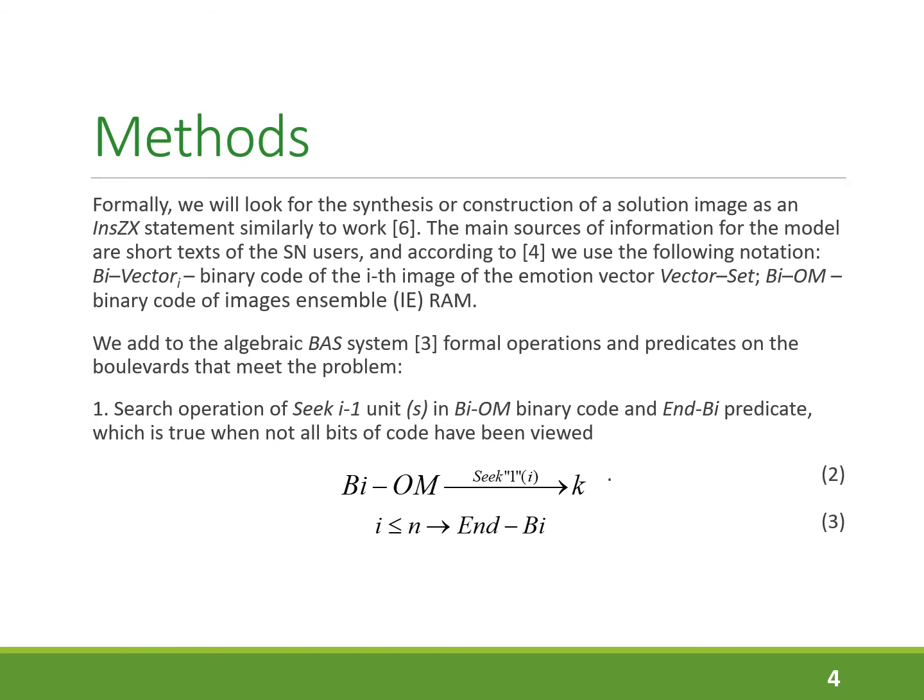Search operation of seek i-1 unit or units in the B_OM binary code, and end by predicate, which is true when not all bits of code have been viewed, where i is the number of the image in the RAM memory, k is the unit number of the binary code corresponding to the ith image of the ensemble, and n is the number of units in the binary code, current RAM.